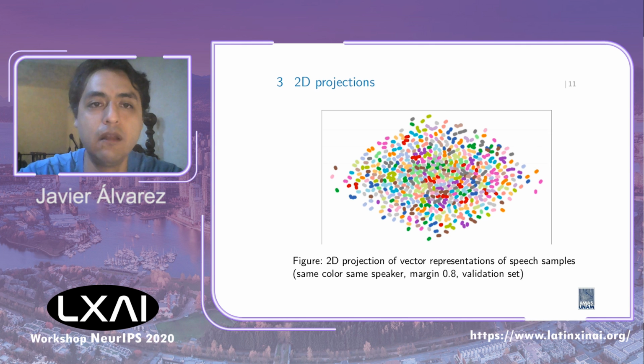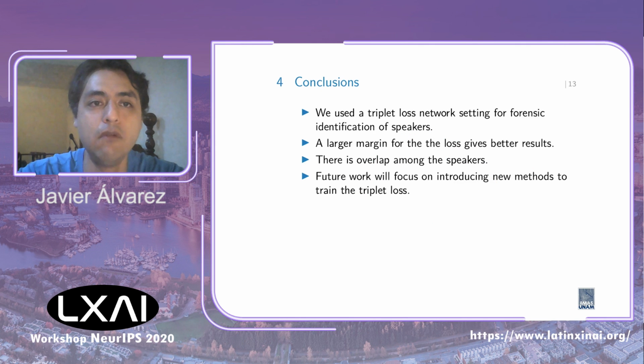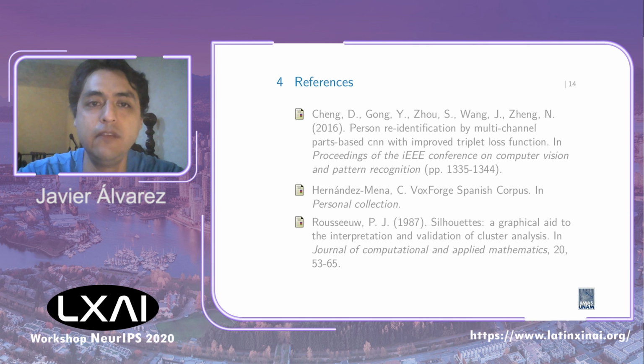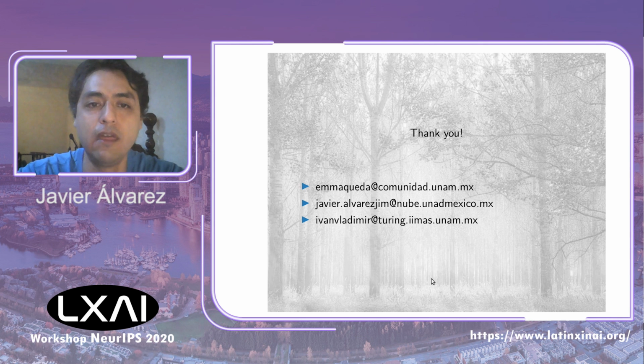This takes us to the conclusions. In first place, we were able to successfully use a triplet loss network setting for forensic identification of speakers. Also, in our model, a larger margin for the loss gives better results. However, we still have some overlap among the speakers. And in future work, in order to fix this overlap, we will focus on introducing new methods to train the triplet loss. These are the basic references, and that's it.